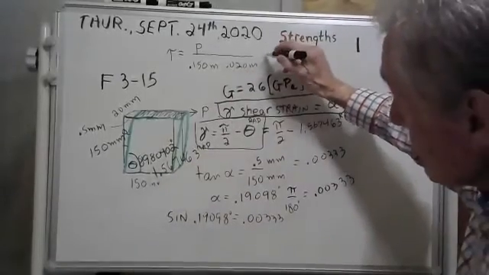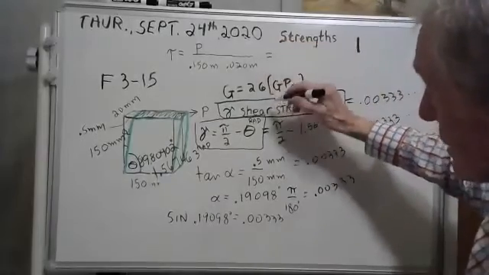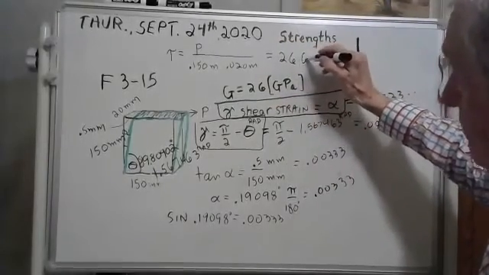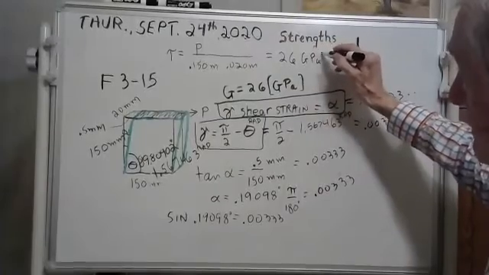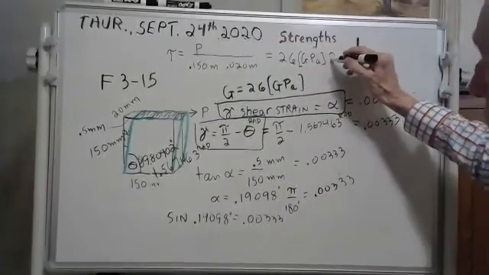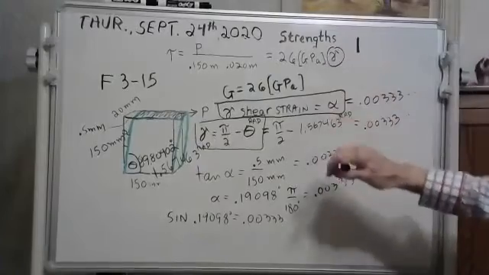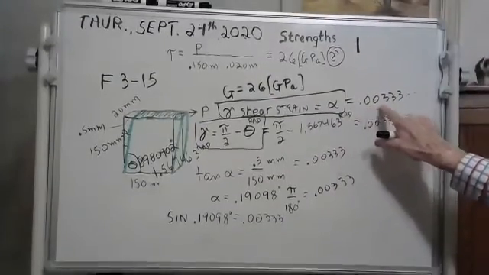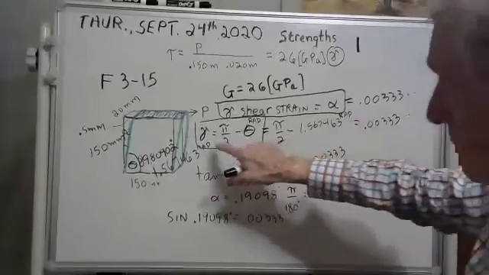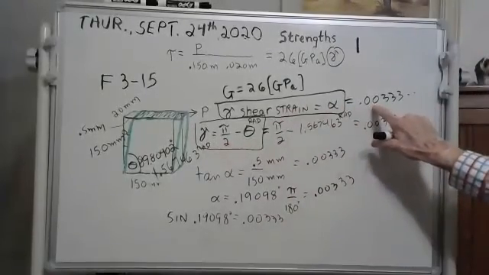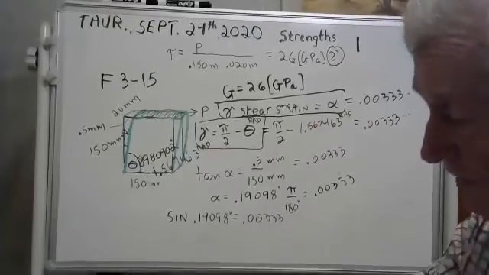But see, that shear stress is equal to G, which is 26 gigapascal, times the shear strain, which we know. Let me circle that. The shear strain, we found it two different ways. It's 0.00333. We found it using the book formula. We found it using this very simple equation here.